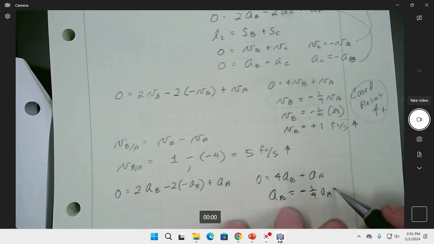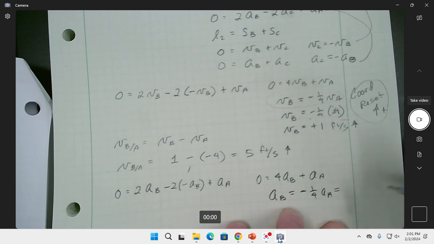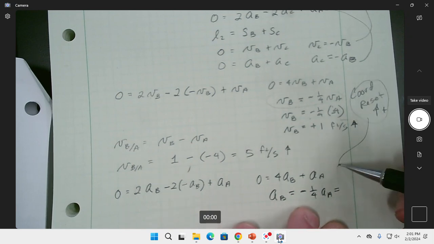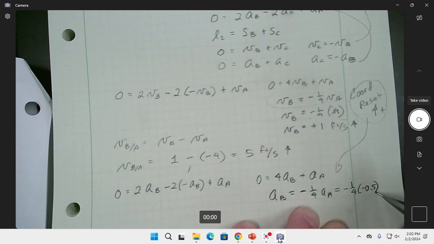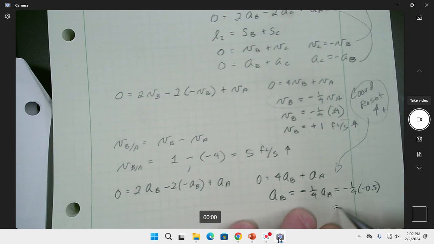And they just said that that was going to be downwards. And we did our coordinate reset. Counts, still counts. I'm going off the corner of the page here. So negative 1/4, and it's going to be negative 0.5, because I said that it was going to be downwards acceleration. And so that's going to make it 1/8? Is that right? Yeah, okay. Feet per second squared, and it's going to be going upwards.